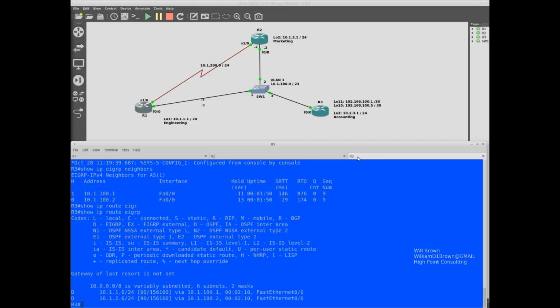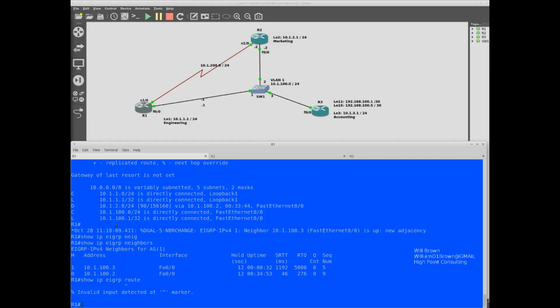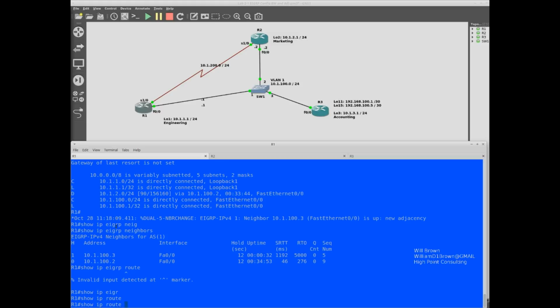So from router 3, we've learned the 10.1.2.0 network, which is the loopback interface on router 2. And we've learned the 10.1.1.0/24 network, which is on router 1. So let's go back and do the same thing on router 1. Show IP route EIGRP.